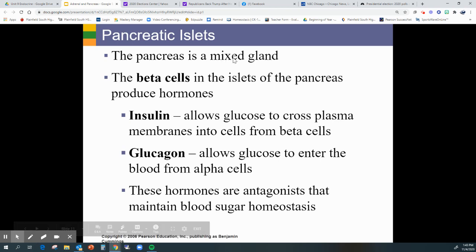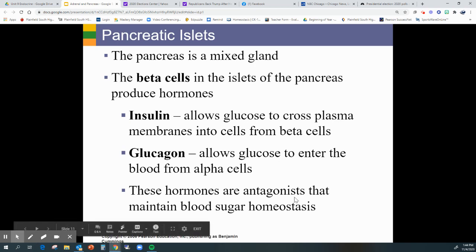Okay, this just shows how this basic process takes place. For now, we're going to move on to the pancreas. In this case, we're looking at the pancreas itself. It's a mixed gland, so there are a couple different things that go on in here. Number one, there are beta cells inside of what are called the islets of the pancreas. They produce two hormones for us, and they're both in response to glucose. One of those is insulin. Insulin is what allows glucose to cross the plasma membrane into cells, and the other one is glucagon, which allows glucose to enter the blood from the alpha cells.